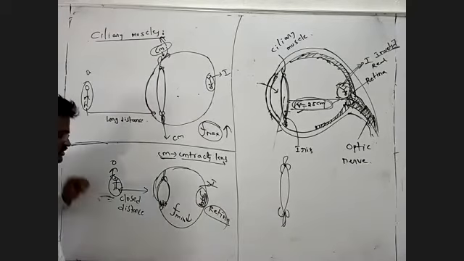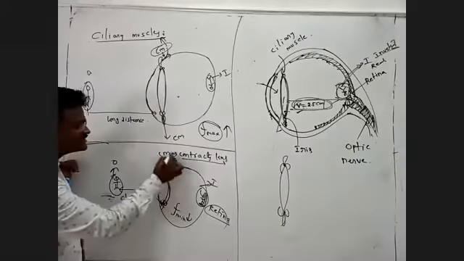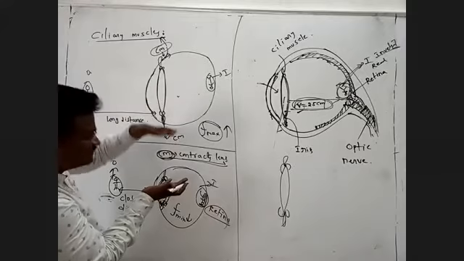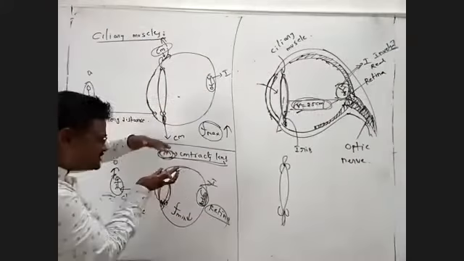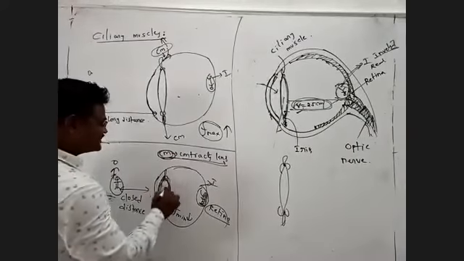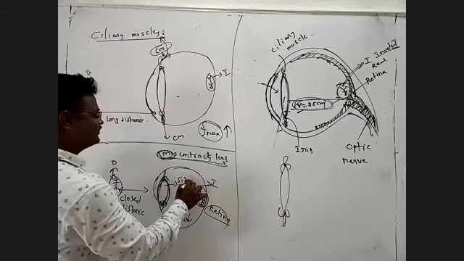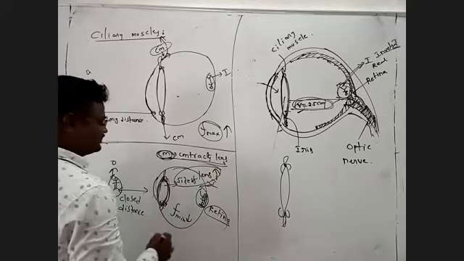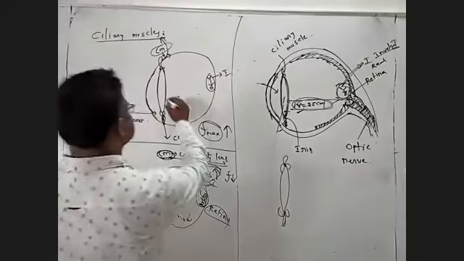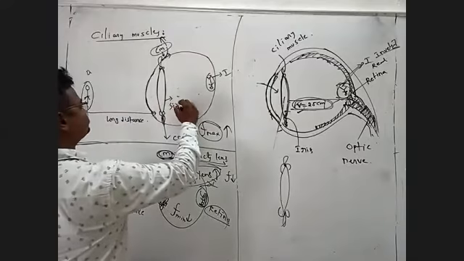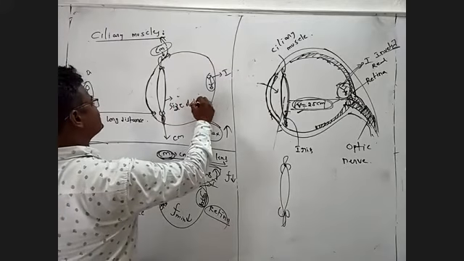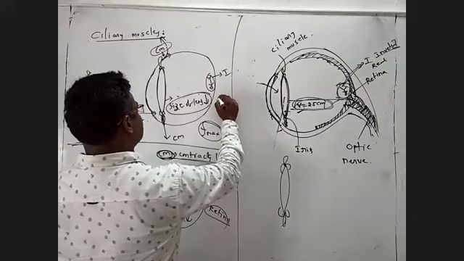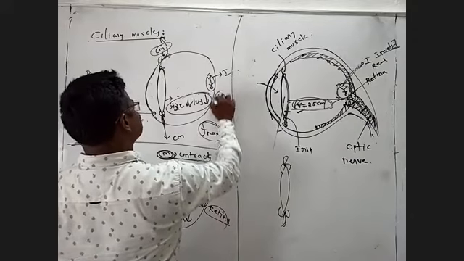So what does the ciliary muscle do? The ciliary muscles contract. Contract means pressing. Pressing means the size of the lens is increased. Size of the lens increase means focal length decreases. Here the size of the lens decreases, which means the focal length increases.